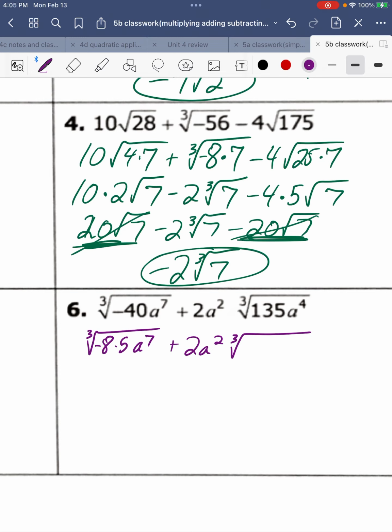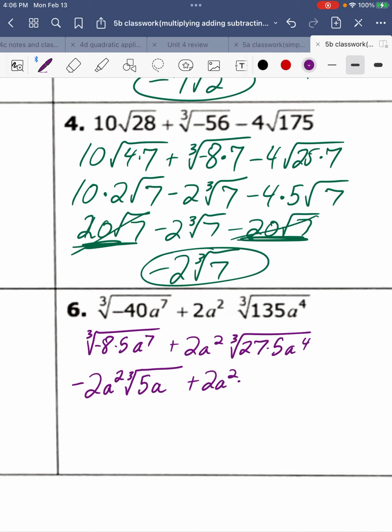2a squared, 135 is 5 and 27. So 27 and 5, a to the fourth. Cube root of negative 8 is negative 2. Cube root of a to the 7th: how many groups of 3 can you take out of 7? Well, that's 2. So that's a squared that comes out. And don't forget about the a that's going to be underneath. So we have 5a left underneath the cube root.